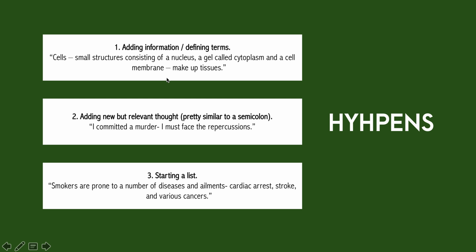Once again, if you have two hyphens being used, you should be able to read everything outside the hyphens only, and the sentence should still make sense if it's being used correctly. So cells make up tissues, makes sense. But if our hyphen was placed after cell, for example, cell membrane make up tissues.